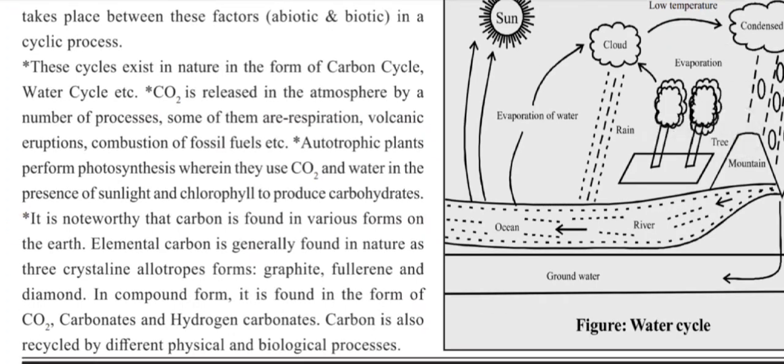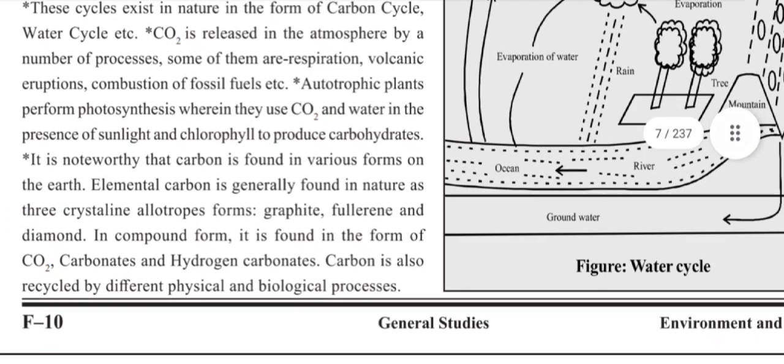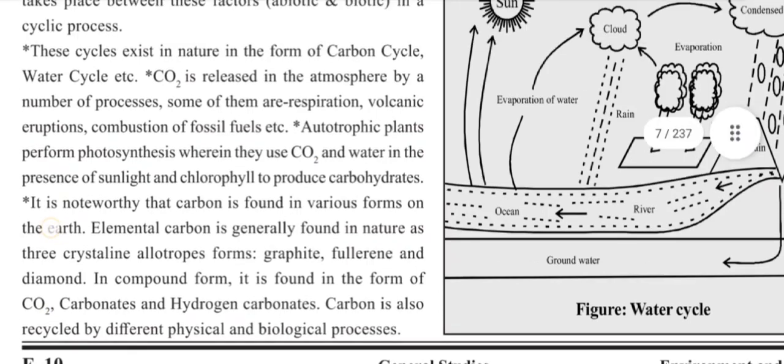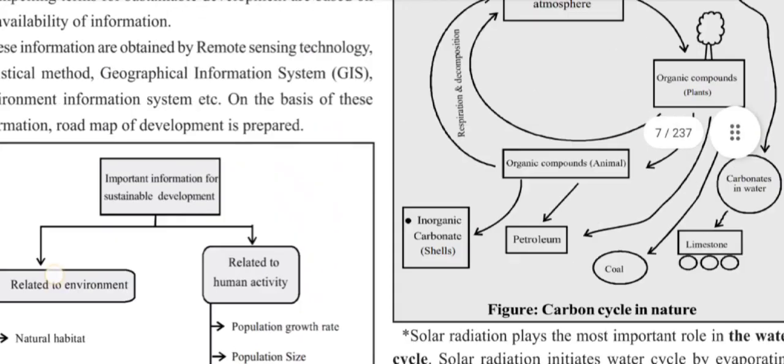It is noteworthy that carbon is found in various forms on the earth. Elemental carbon is generally found in nature as three crystalline allotropes: graphite, fullerene and diamond. In compound form, it is found as carbon dioxide, carbonates and hydrogen carbonates. Carbon is also recycled by different physical and biological processes.